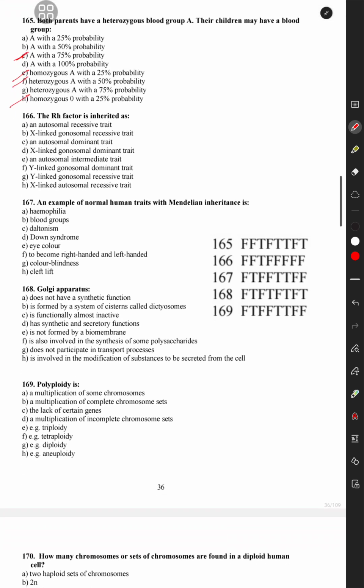The RH factor is inherited as an autosomal recessive trait. X-linked monosomal, an autosomal dominant trait. Autosomal dominant. X-linked, autosomal intermediate, Y-linked, X-linked, 166. False, true. An autosomal dominant.